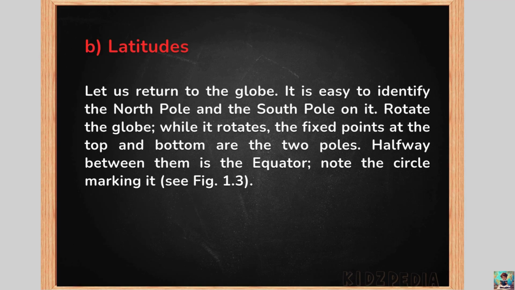Latitudes. Let us return to the globe. It is easy to identify the North Pole and the South Pole on it. Rotate the globe. While it rotates, the fixed points at the top and the bottom are the 2 poles. Halfway between them is the equator. Note the circle marking it, figure 1.3.